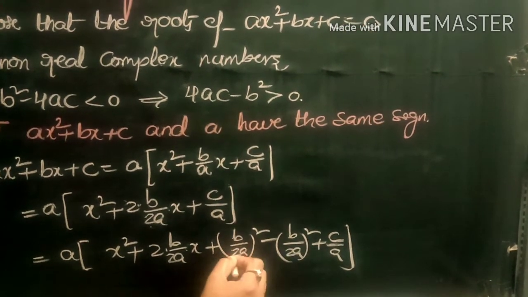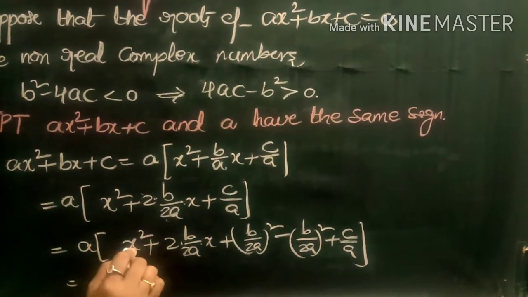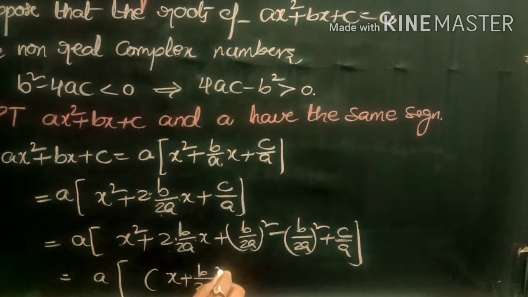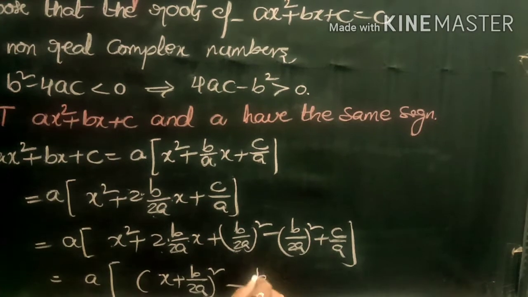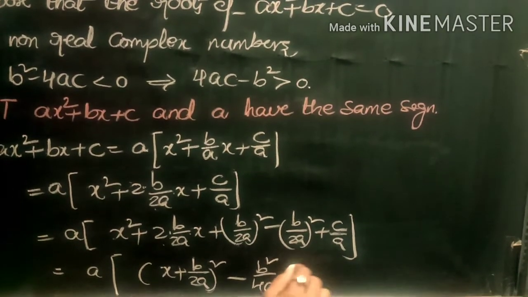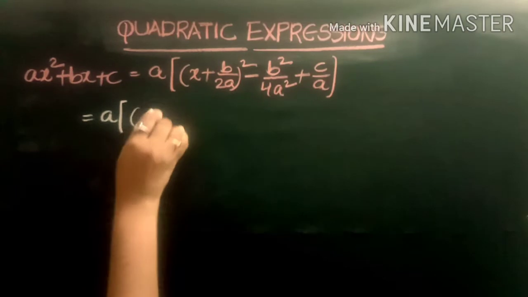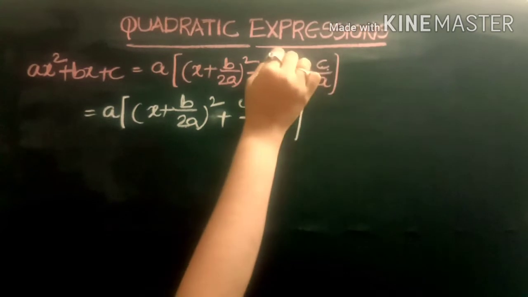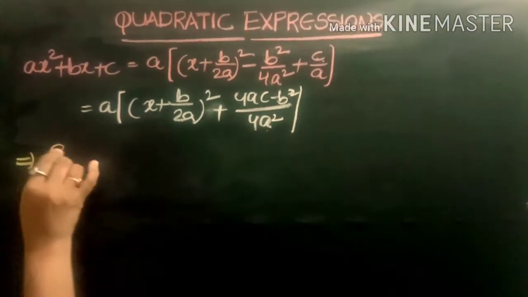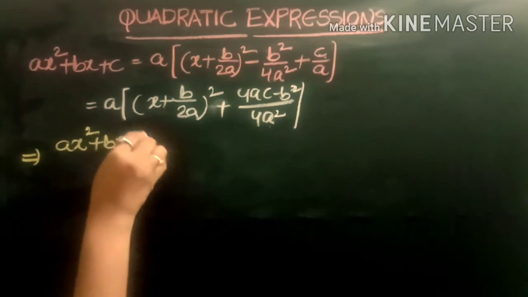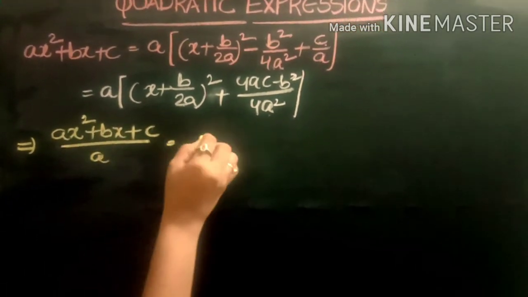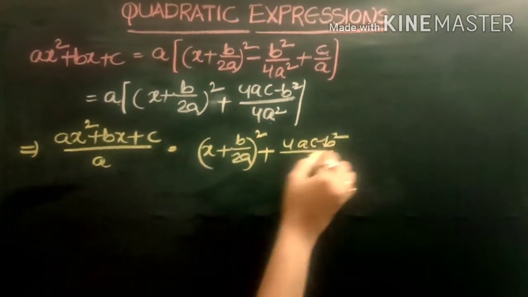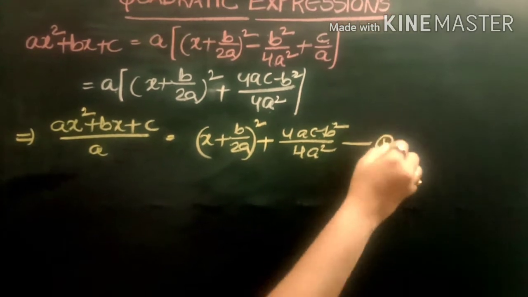Applying the term b by 2a whole square, this is in the form of a square plus 2ab plus b square, which is nothing but a plus b whole square, that is x plus b by 2a whole square. The remaining terms are b square by 4a square plus c by a. Taking 4a square as the LCM, the term is 4ac minus b square by 4a square. So ax square plus bx plus c by a equals x plus b by 2a whole square plus 4ac minus b square by 4a square. We take this as equation 1.